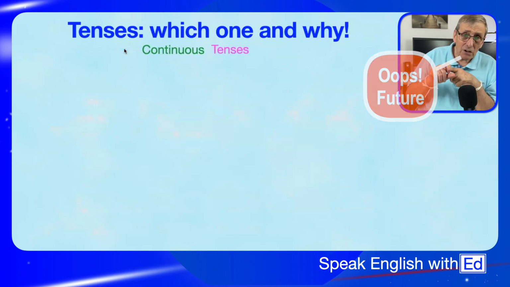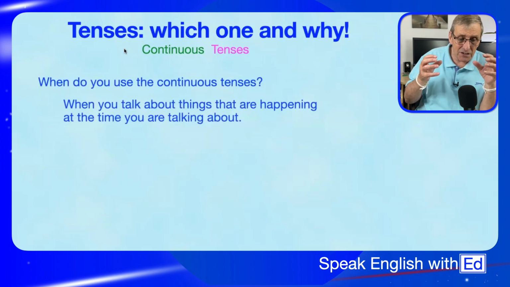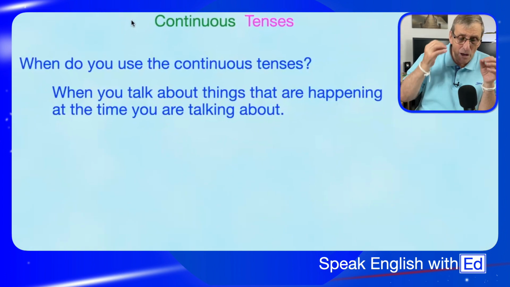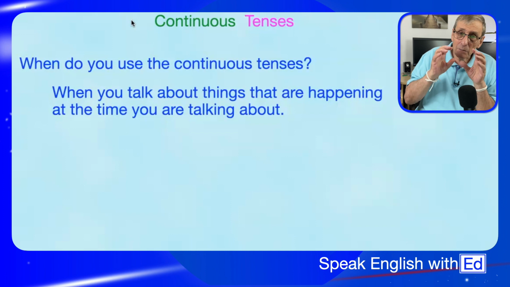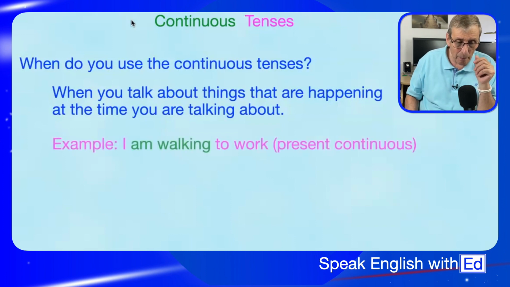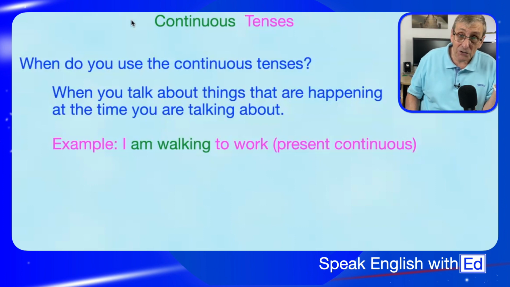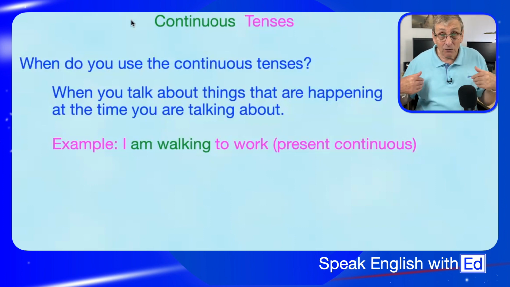Now let's have a look at the continuous tenses. When do you use a continuous tense? Well, you use it when you want to talk about something that is happening at the time period or the time that you're actually talking about. For example, I am walking to work. If somebody says to me, what are you doing? I say, I'm walking to work. If you were to ask me right now, this very minute, what are you doing? I would say, I am making a video.